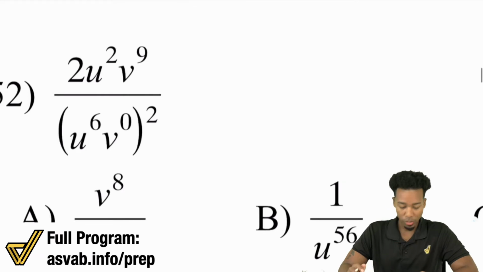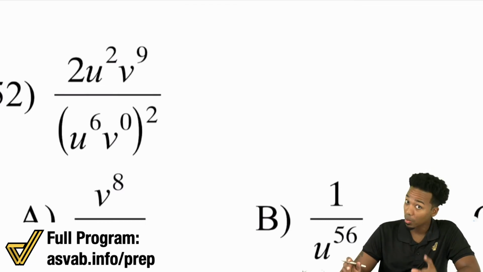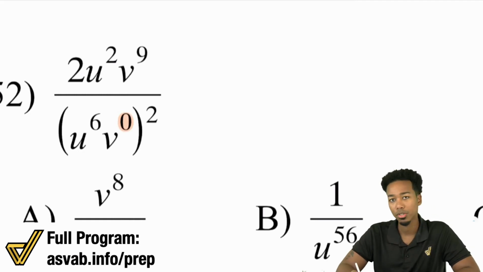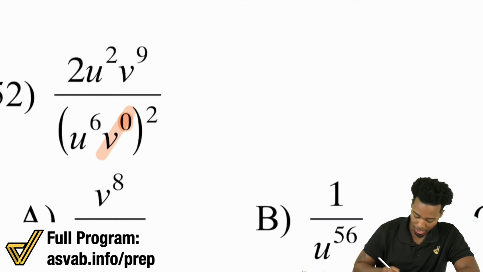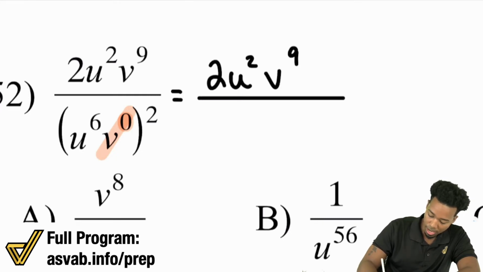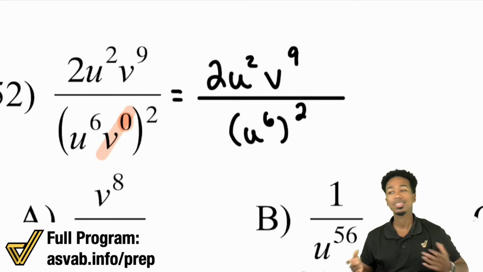So what I notice is I can immediately take care of that parentheses, in terms of the power of a power, but what I should realize is that we have ourselves a power of 0. Whenever you have a power of 0, remember, anything to the power of 0 is 1. So that's just going to cancel out. And we can rewrite this before we continue. We can rewrite this as 2u squared v9. Then in the denominator, we have u to the power of 6 squared. So essentially that v to the power of 0, anything to the power of 0, reduces to 1.